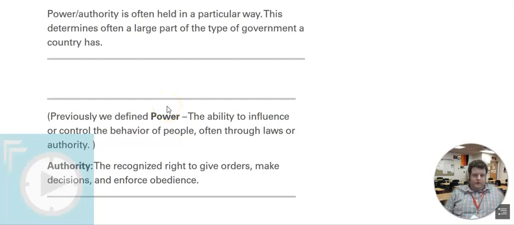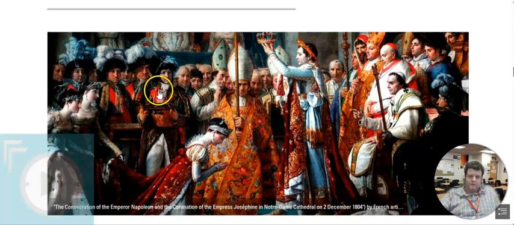So authority and power are two related concepts. Power is the power to influence and control. Authority is the recognizing of power.